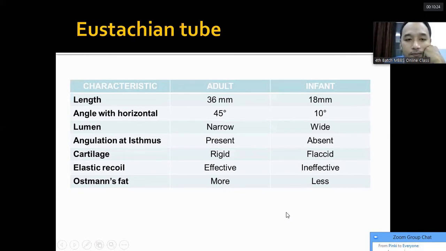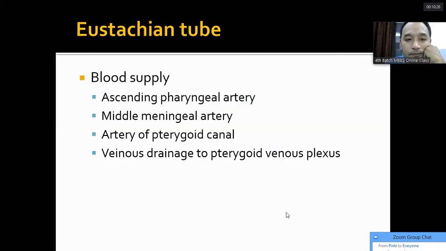Now the blood supply of the Eustachian tube is by the ascending pharyngeal artery, a branch of the external carotid artery, the middle meningeal artery, and the artery of the pterygoid canal, and all the venous drainage goes to the pterygoid venous plexus.